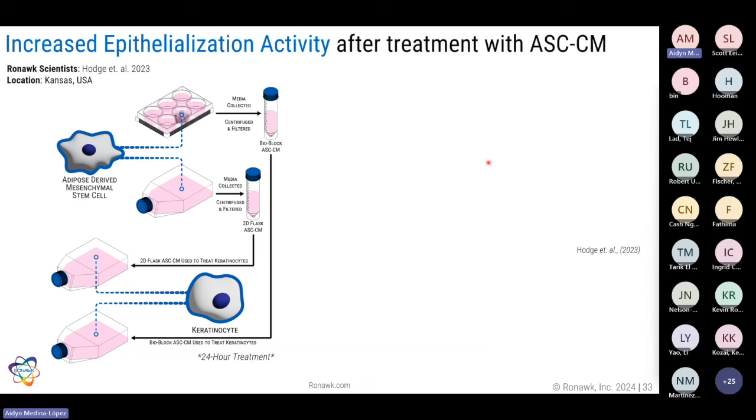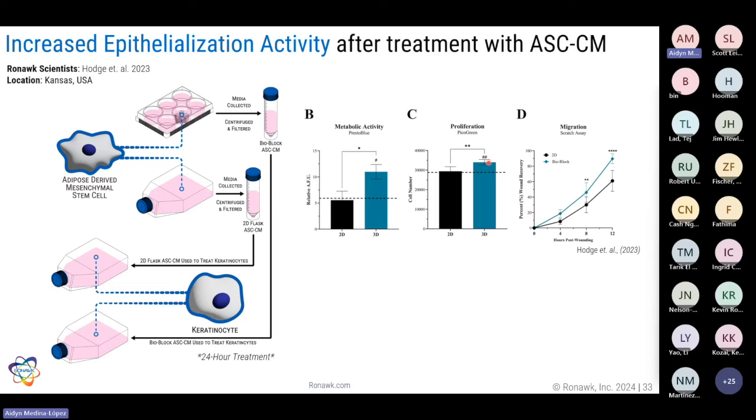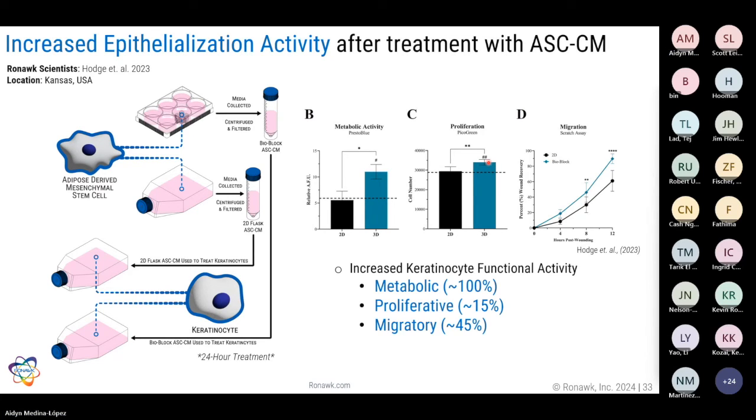a 2D environment. And something that we saw there was an increase in the metabolic activity for the keratinocytes that were treated with the media that came from the bioblock, an increase in proliferation for the keratinocytes that were treated with the media of the bioblock, and an increase in the migration for those cells as well. It was almost 100% increase on metabolic, 15% increase in proliferation, and a 45% increase in migratory.